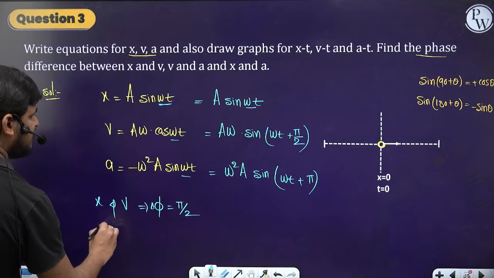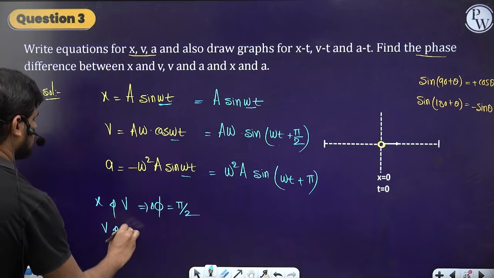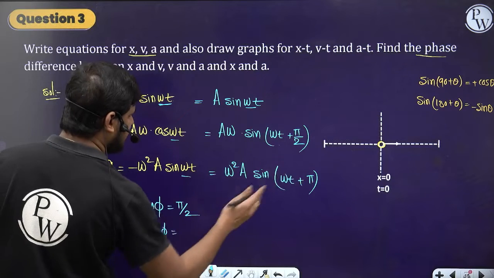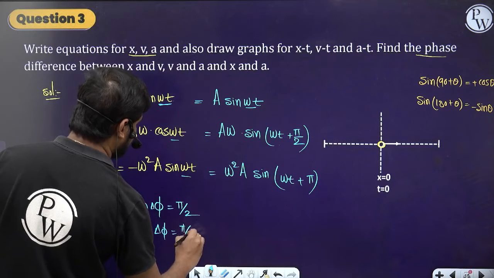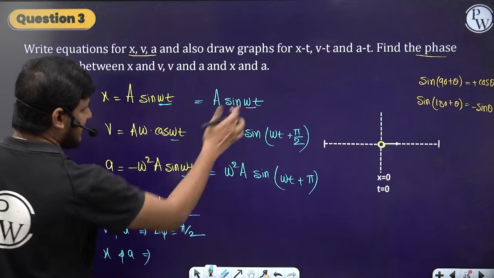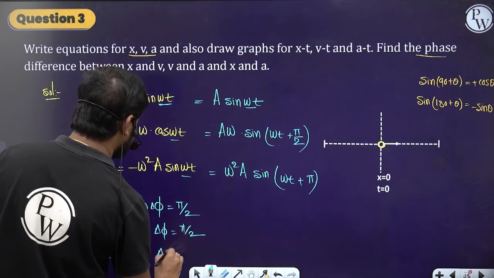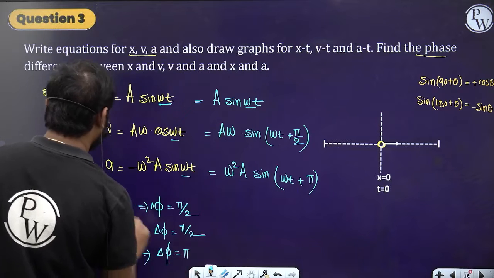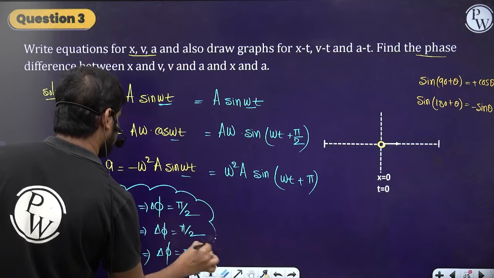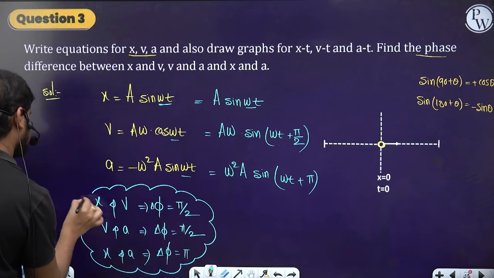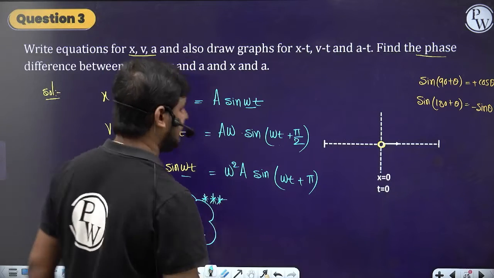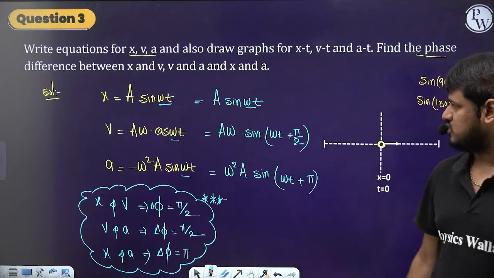And between v and a, again the phase difference is pi by 2. This is pi by 2, this is pi minus pi by 2, which is pi by 2. And the phase difference between x and a is phi. Done. Clear, guys? Understood, everyone? Sure.